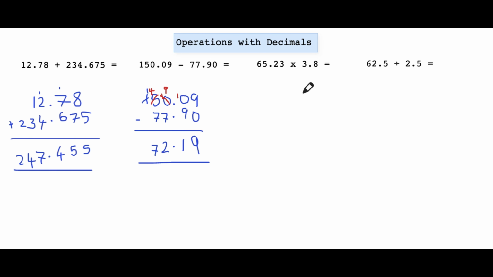Let me use a different color to show how the rules flip. Instead of aligning the dots, we ignore the decimal point completely. So now I'm just gonna write 6,523 instead of 65.23, and instead of 3.8, I'm just gonna write 38.